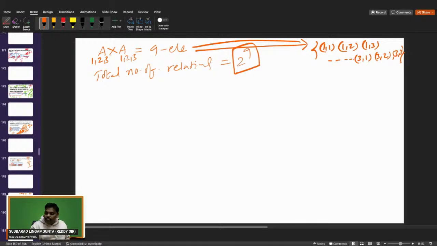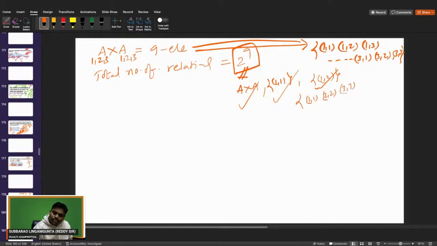But remember, everyone, of the 2 power 9 relations possible, one relation is A cross A itself. One more relation is only 1,1. It's one relation. One more relation is only 1,2. That is also one relation. So like that, this is one relation, and one more relation is where 1,1 is there, 2,2 is there, 3,3 is there. This is also one relation.